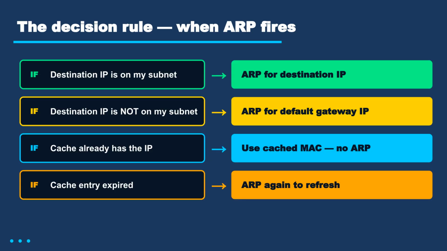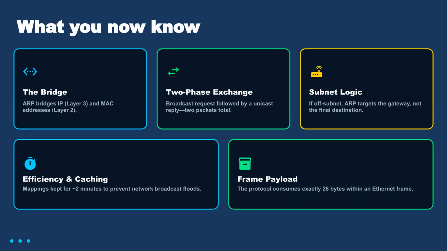4 simple rules govern when ARP runs. If the destination is local, ARP for it. If remote, ARP for the gateway. If it's cached, use the cache. If expired, refresh. You now know ARP bridges Layer 3 and Layer 2, uses a 2-phase exchange, targets the gateway for off-subnet requests, and uses a cache to maintain efficiency.